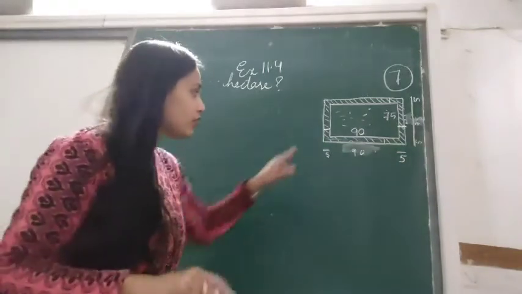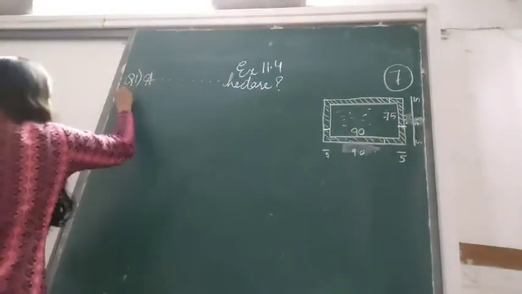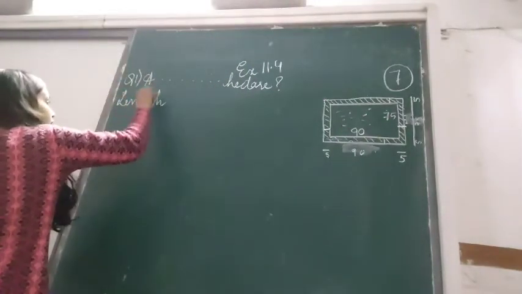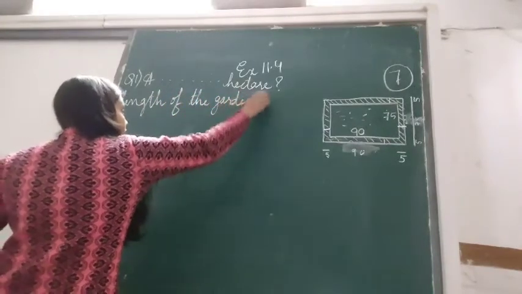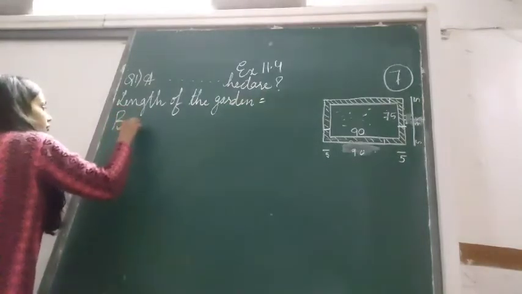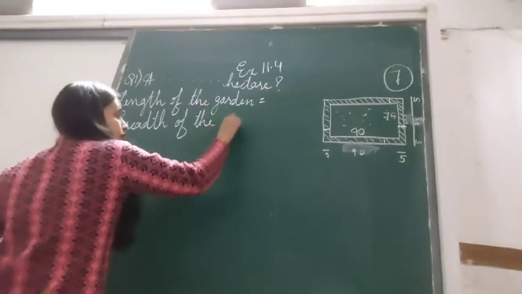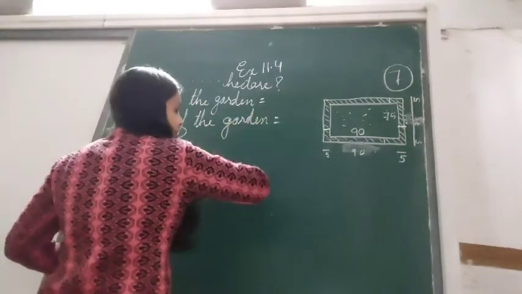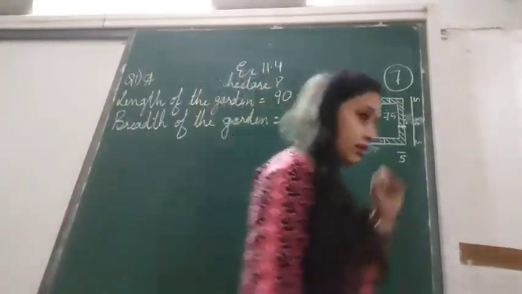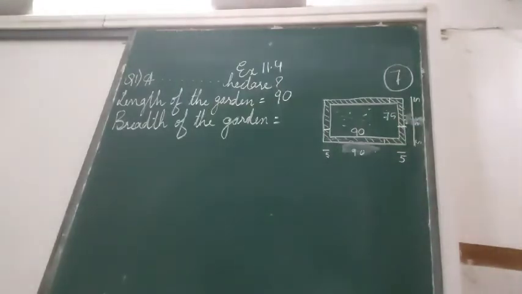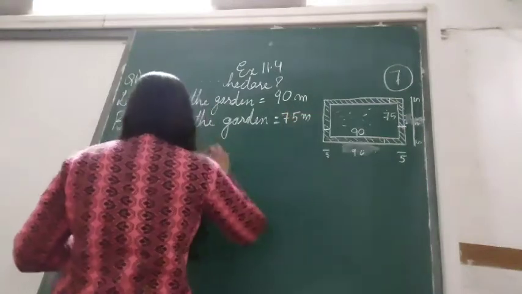Now what is given? That we write. We start with the length and breadth of the garden. Length of the garden. Breadth of the garden. Children, is this meters or centimeters? Let me check. Meters. 90 meters, 75 meters.